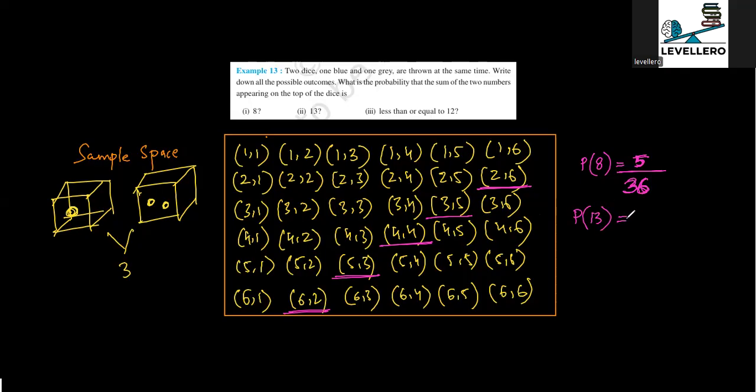Let's try to find the combination where we are getting a sum of 13. Is it possible? I don't think so, because the maximum sum we can get is 12, if 6 appears on the top face of the first dice and 6 appears on the top face of the second dice. Even in that case, the sum would be 12. So the probability of 13 is 0 over 36, which is 0.